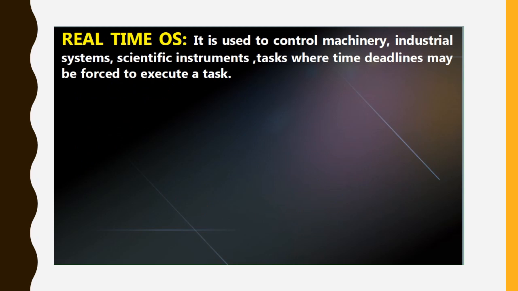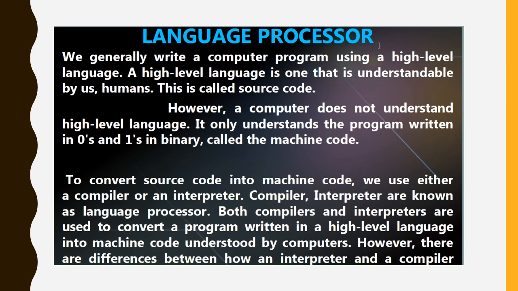It is used to control machinery or industrial systems, scientific instruments, tasks where time deadlines may be forced to execute a task. Okay, there is some time being allotted for the task. That is known as what? Real-time operating system, or controlling the machinery by using time. Okay, that is known as what? Real-time operating system. Next is language processor.